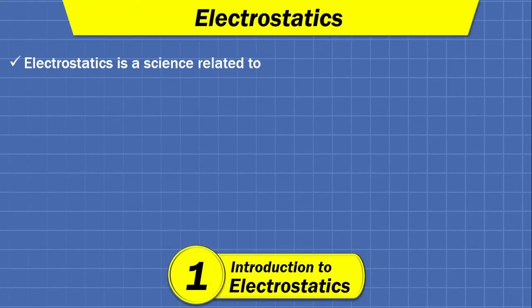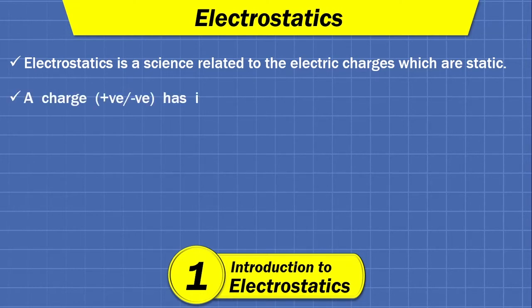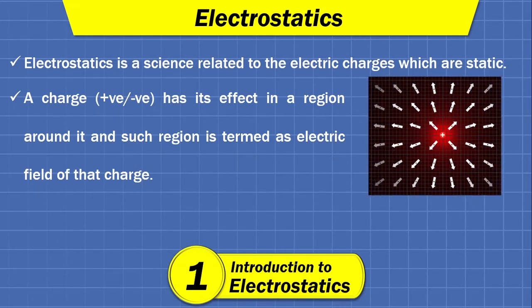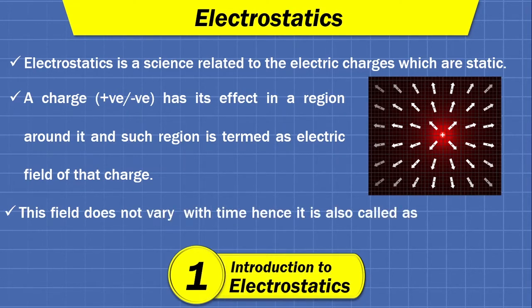Electrostatics is a science related to electric charges which are static. Static in the sense the charges are not moving anywhere. A charge, either positive or negative, has its effect in a region around it, and such region is termed as the electric field of that charge. So we can witness the electric field of either positive or negative charge. This field does not vary with time, hence it is also called a static electric field.